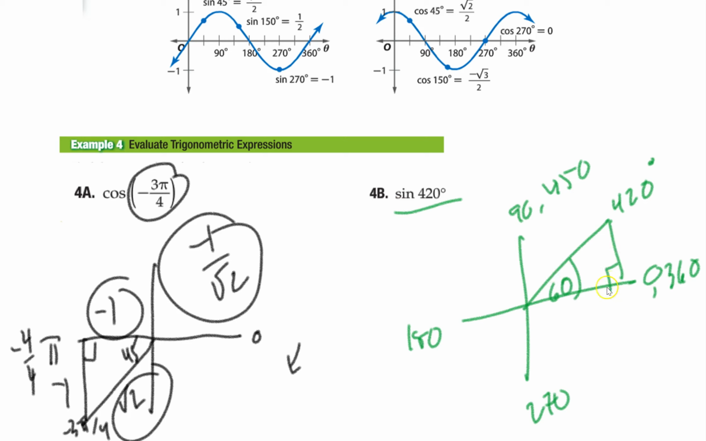If you're doing a triangle, that's √3. This is 1, this is 2. Sine is opposite over hypotenuse. √3 over 2.